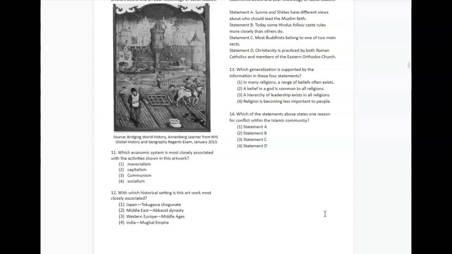Number 12. With which historical setting is this artwork most closely associated? Is this 1. Japan during the Tokugawa shogunate, 2. The Middle East during the Abbasid dynasty, 3. Western Europe during the Middle Ages, or 4. India during the Mughal Empire?